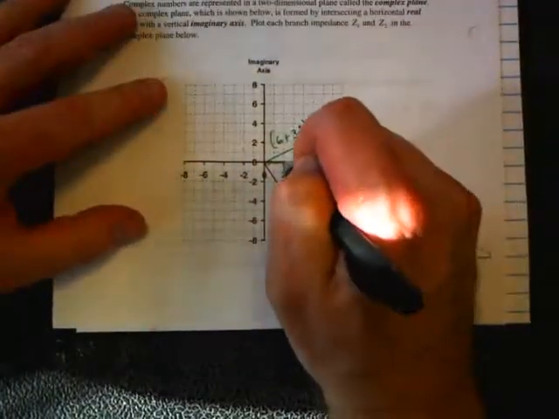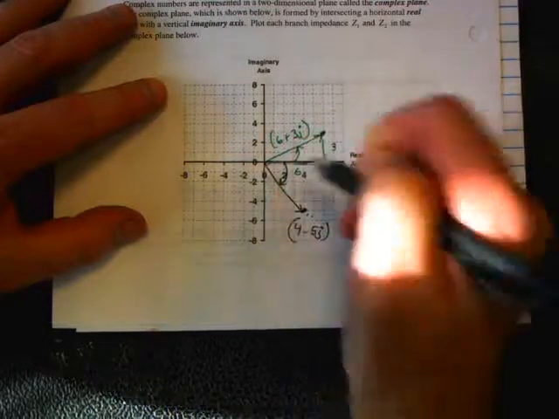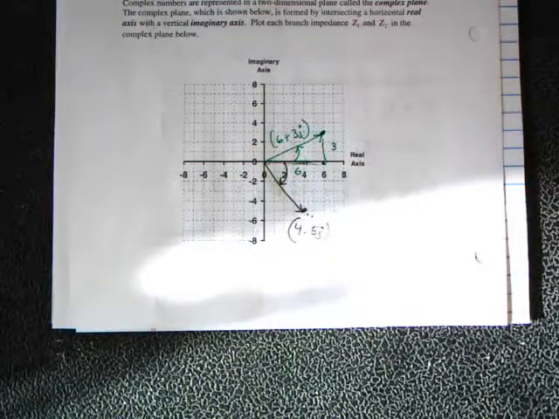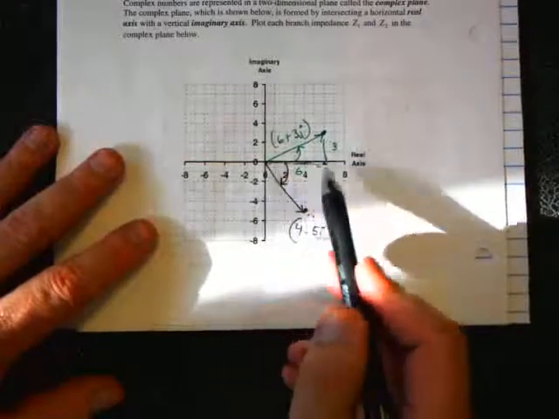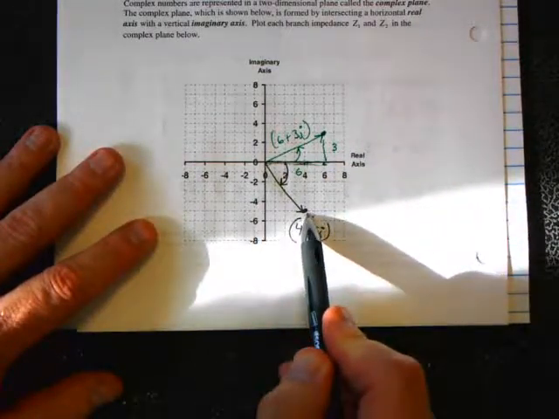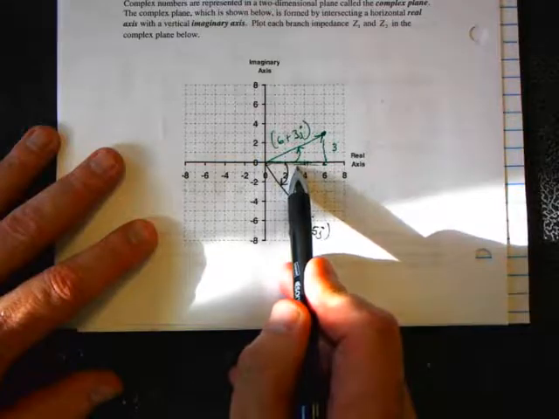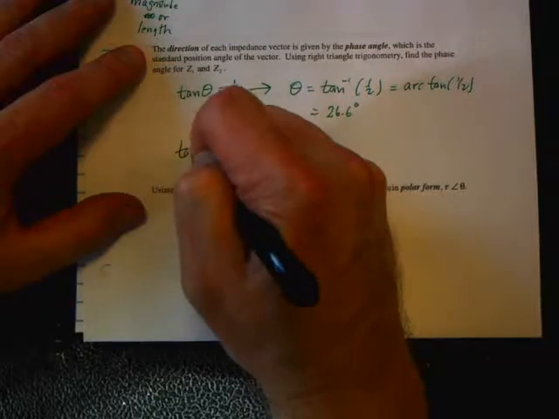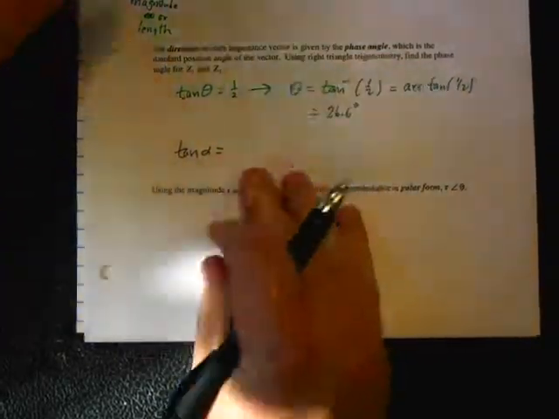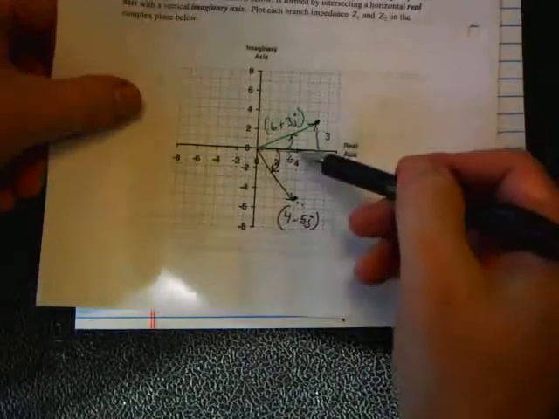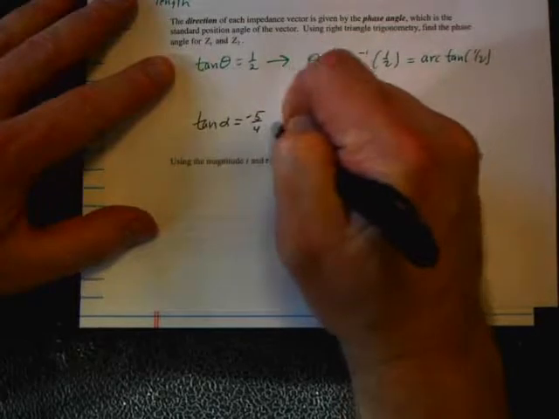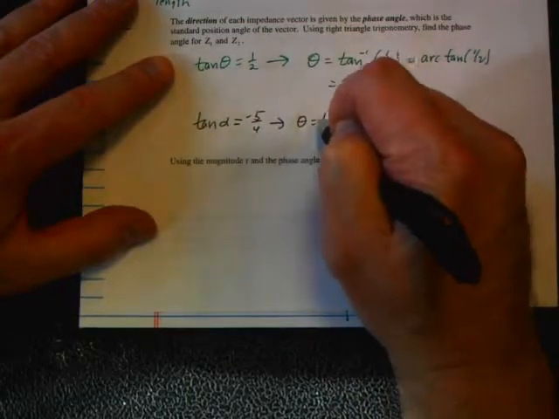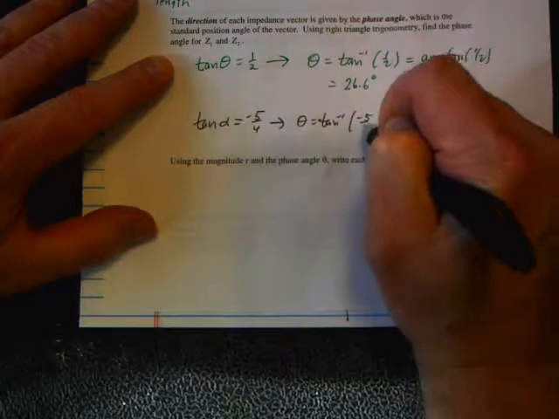Same exact thing for Z2. For Z2, our phase angle is this angle right here. Again, I know the opposite is -5, and I know the adjacent is 4. So tangent of this angle, I'll call this one alpha, is -5 over 4. So again, theta is tan inverse of -5/4.